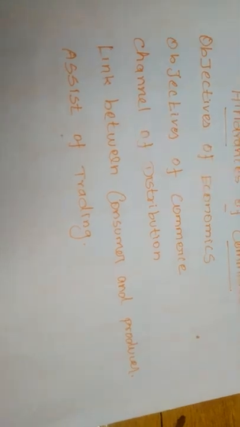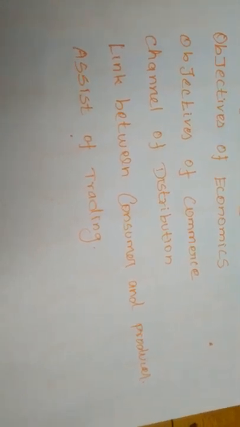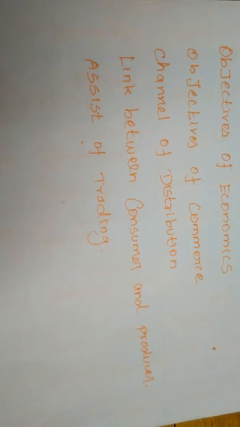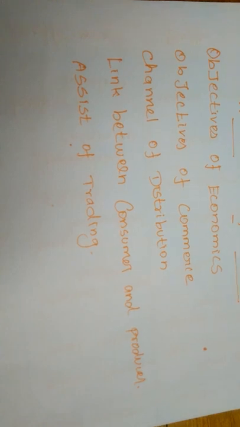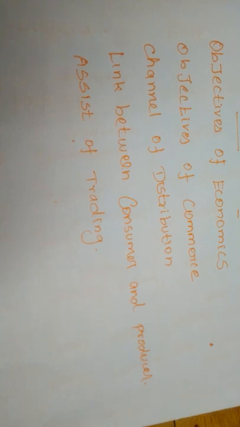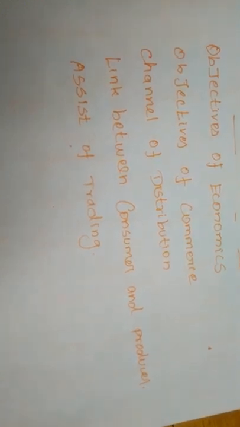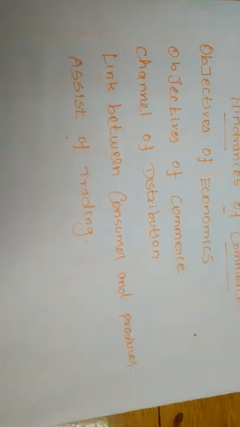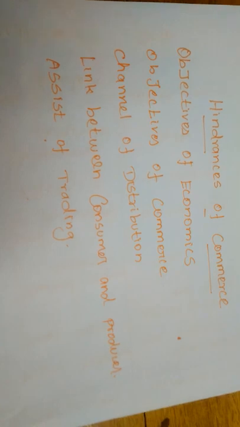For fulfilling the objectives of commerce, many factors are needed and helpful. The link between the consumer and the producer is very important in this commercial activity, or commerce. Otherwise, we can say commerce serves as the channel of distribution to attain the objectives of commerce: how the produced product will reach the hands of the consumer.